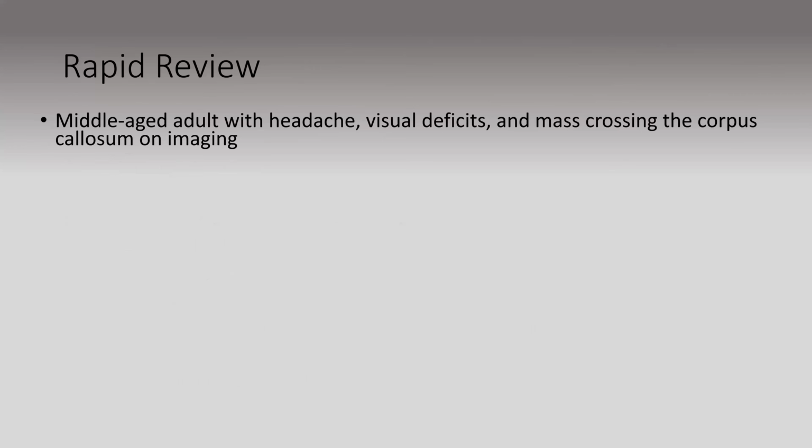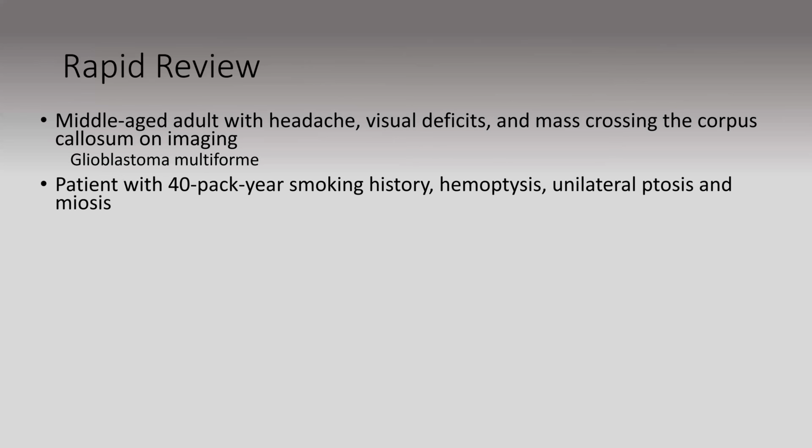Okay, we'll do some more. Middle-aged adult with headaches, visual deficits, and a mass crossing the corpus callosum on imaging. This is a classic brain tumor. This is like a GBM, or glioblastoma multiforme. This is also known as a grade 4 astrocytoma. Poor prognosis because of how invasive and how aggressive a tumor it is. So always keep this one in mind. You may see some hemorrhage and you may see necrosis as well in this tumor.